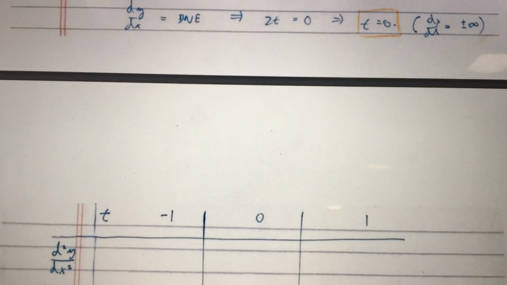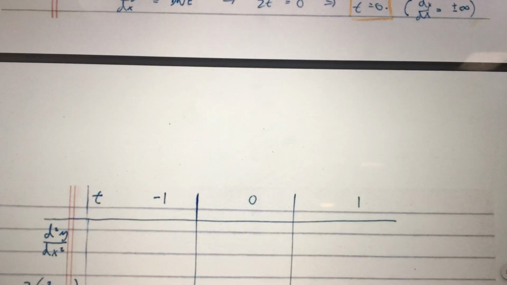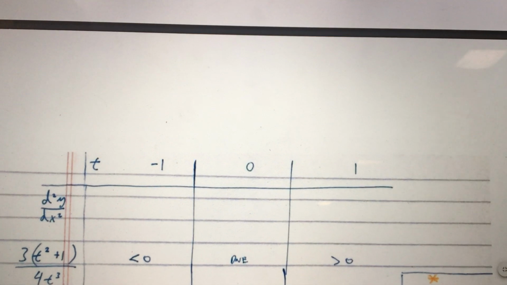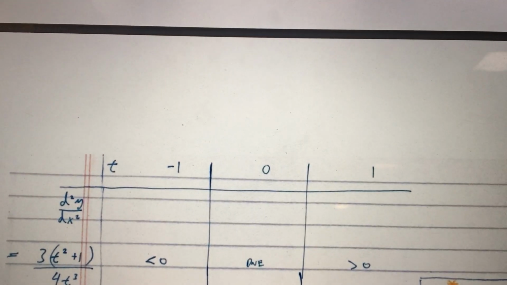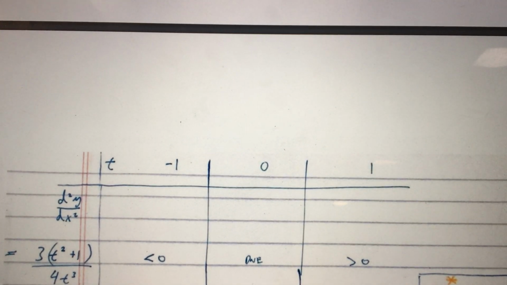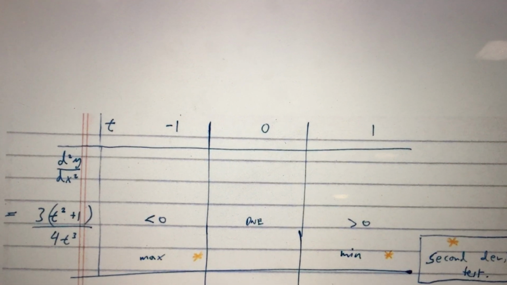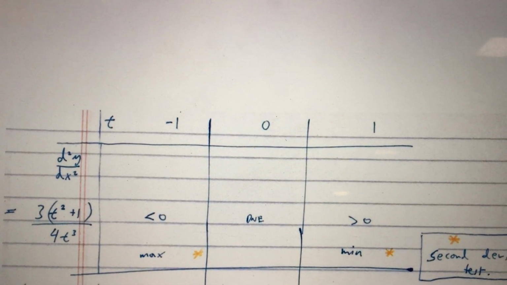And I'm going to skip finding increasing, decreasing for t's. You could do that, but instead I want to go straight for the second derivative test and find concavity. That's one of the best ways to draw these pictures. So the second derivative, d squared y dx squared, we found that on the previous page. It's (3t squared plus 1) divided by 4t cubed.